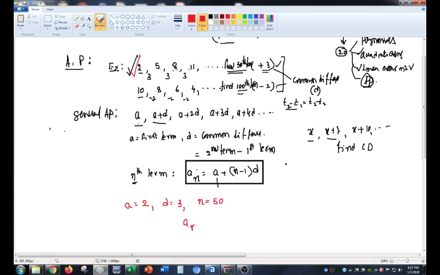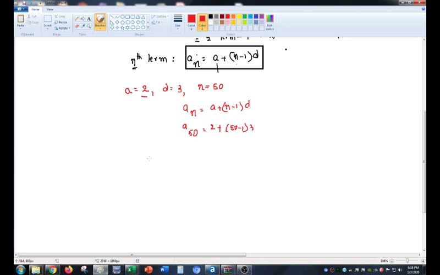So now you have to write the an formula: a plus n minus 1 into d. In the place of n, let us write 50, because we are finding out the 50th term. The a value is 2, so you write 2 here. n minus 1, 50 minus 1, into d, which is 3. So how much will you get? 2 plus 49 into 3, which is 2 plus 147. 149 is the 50th term.